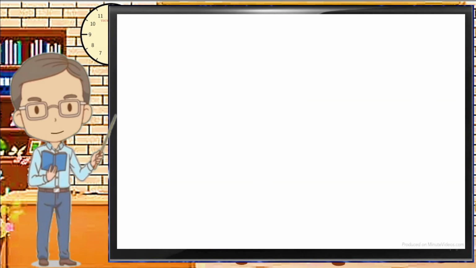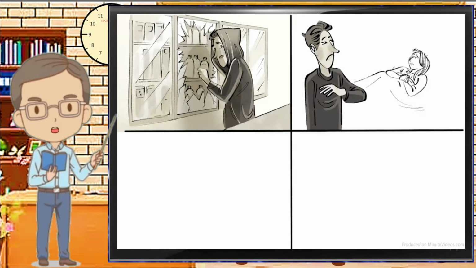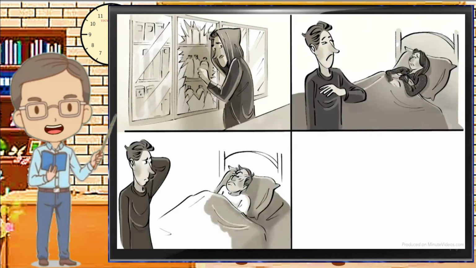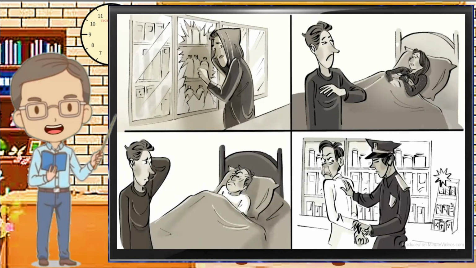Now tell us, should Heinz have stolen the drug? Would it change anything if Heinz didn't love his wife? What if the person dying was not his wife, but a stranger? Should the police arrest the druggist for murder if the wife had died?